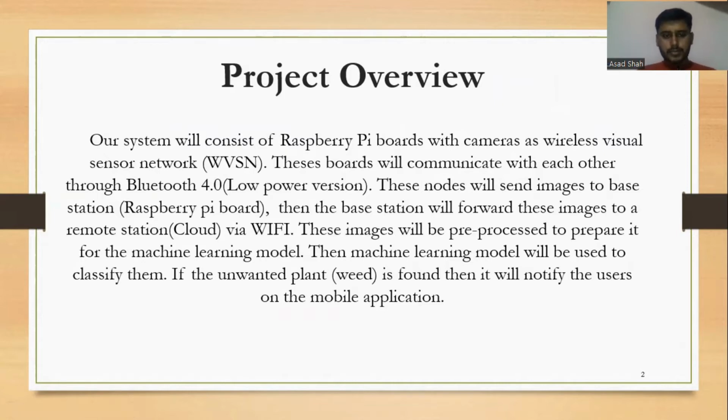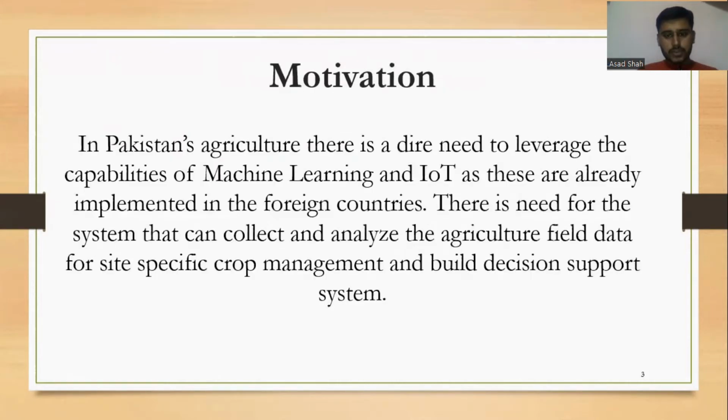It can be connected to the internet using Wi-Fi, and once the images are sent to the cloud via Wi-Fi, then we will be pre-processing those images: we can prepare them, resize them, and convert them to grayscale. We will be giving these images to the classifier, and the classifier will classify them into crop or wheat, and if the wheat is found, then a real-time alert will be sent to the user via mobile application.